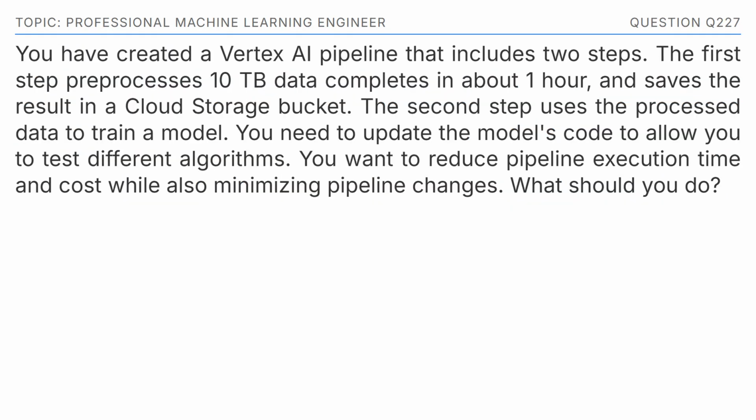You have created a Vertex AI pipeline that includes 2 steps. The first step pre-processes 10 terabytes of data, completes in about 1 hour, and saves the result in a Cloud Storage bucket. The second step uses the processed data to train a model. You need to update the model's code to allow you to test different algorithms. You want to reduce pipeline execution time and cost while also minimizing pipeline changes. What should you do?